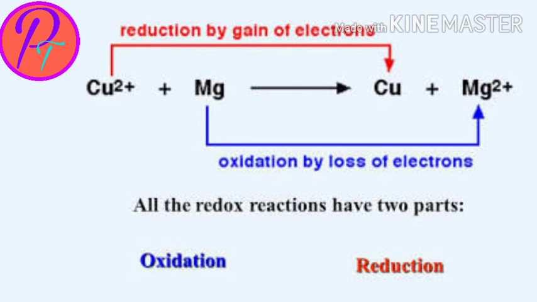So it is a reduction process. On the other hand, the neutral magnesium becomes magnesium 2 positive by the loss of 2 electrons. Hence, it is an oxidation process. Such kind of reactions where both oxidation and reduction take place simultaneously are called redox reactions. Now let us try to learn about the oxidizing agent and reducing agent.